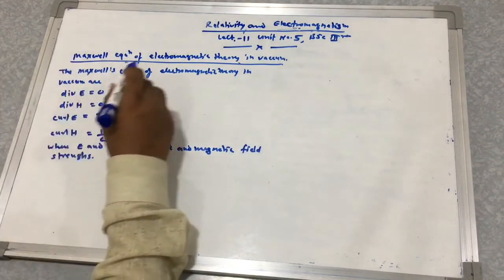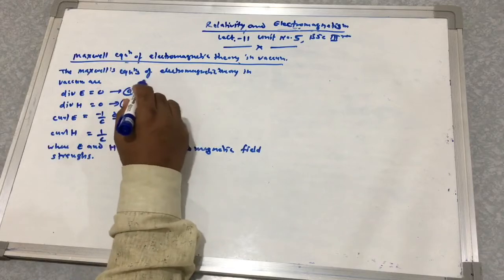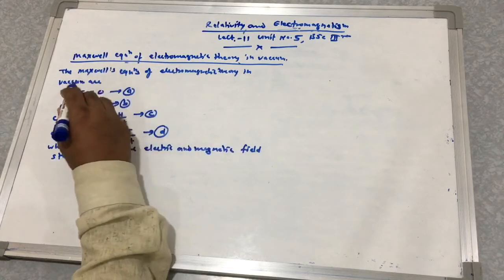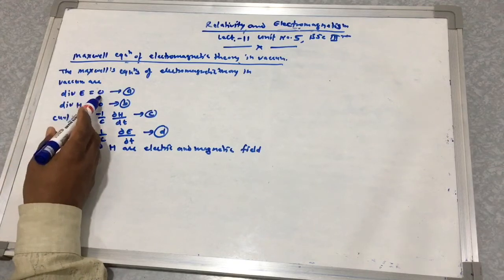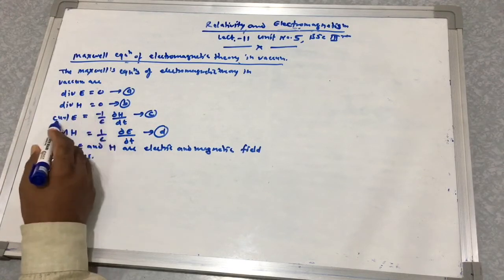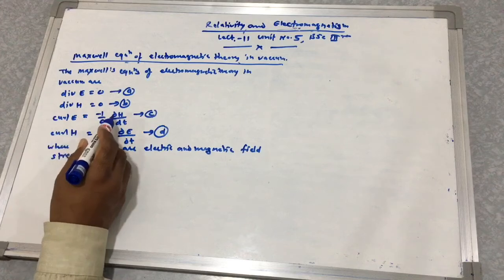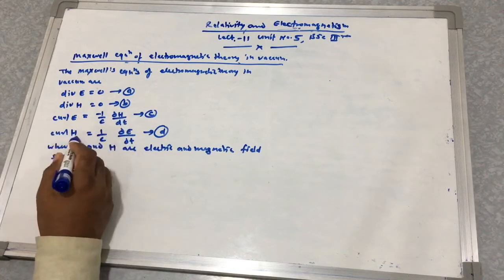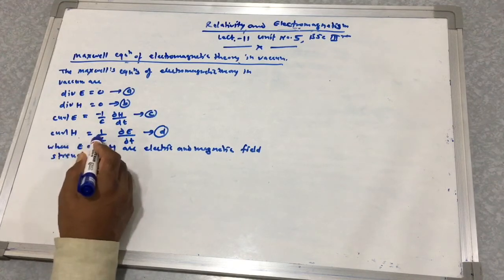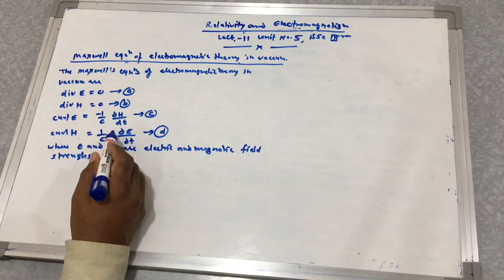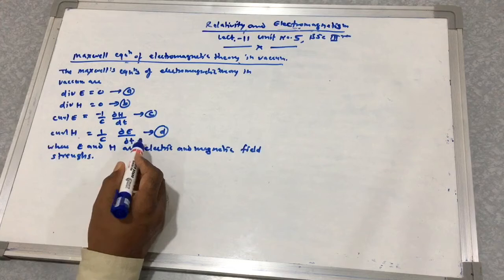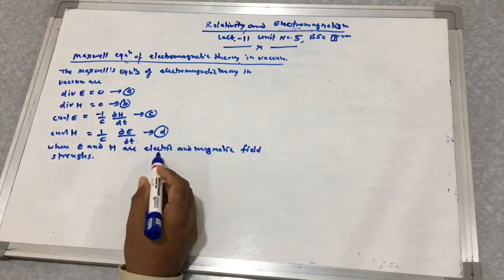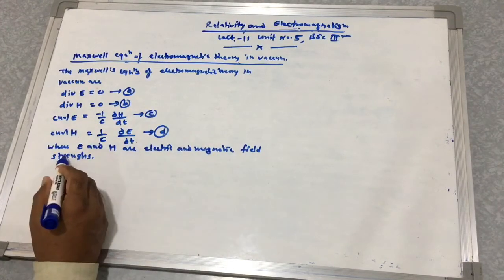So we have given here the Maxwell equations of electromagnetic theory in vacuum: divergence of E is equal to 0, divergence of H is equal to 0, curl E is equal to -1/c ∂H/∂t, curl H is equal to 1/c ∂E/∂t, where E and H are the electric and magnetic field strengths.